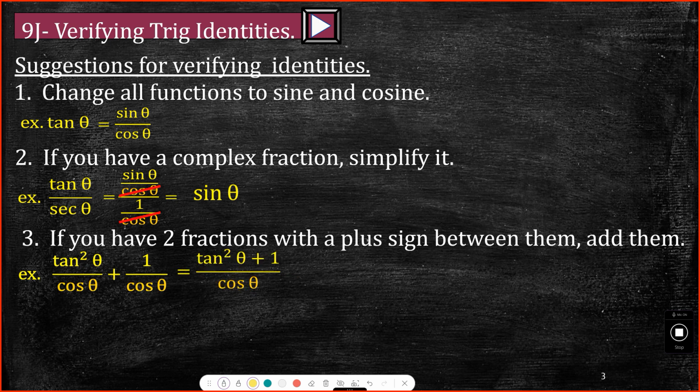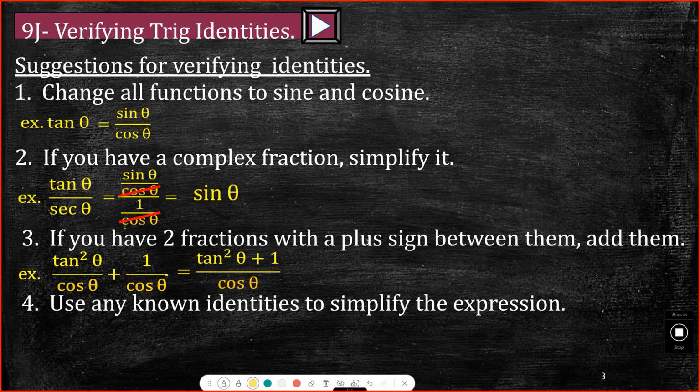But we're going through the suggestions, all right? So I'm going to stop there because we're going to go on to the next suggestion. It says, use any known identities to simplify it more, which is going to be the next thing to do here. Tangent squared theta plus 1 is secant squared theta over cosine theta. We can simplify this even more. But no, that's enough. We're just going through the suggestions.